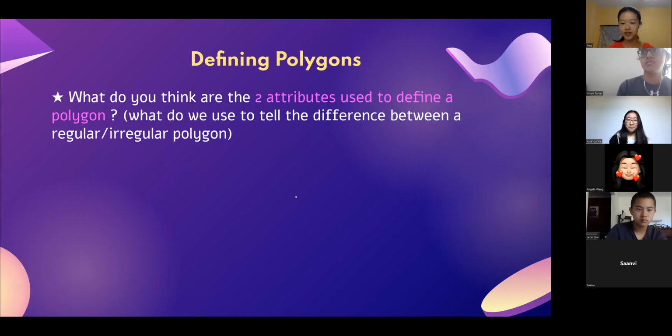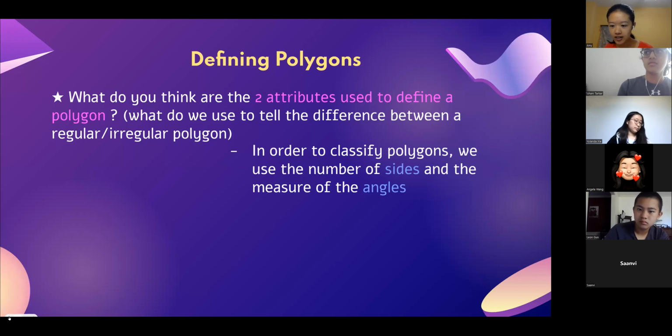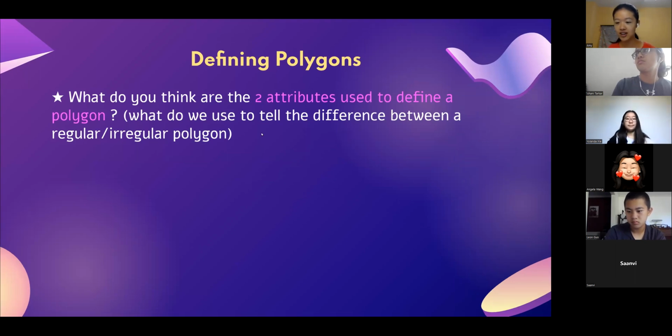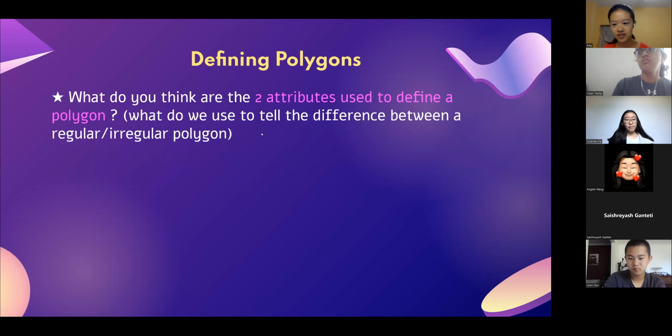Their sides have to be straight lines. Any other ideas? Yes, they have to be 2D, otherwise they wouldn't be a polygon. Not necessarily 3 sides. That would be a triangle, which is a type of polygon, but other polygons can have more than 3 sides. It can't have 2 or 1, but it can have more than 3. So at least 3 sides.